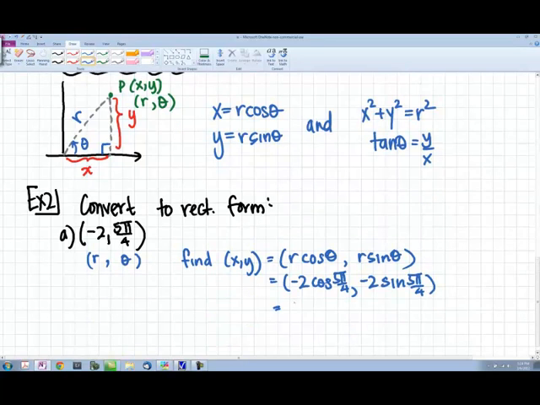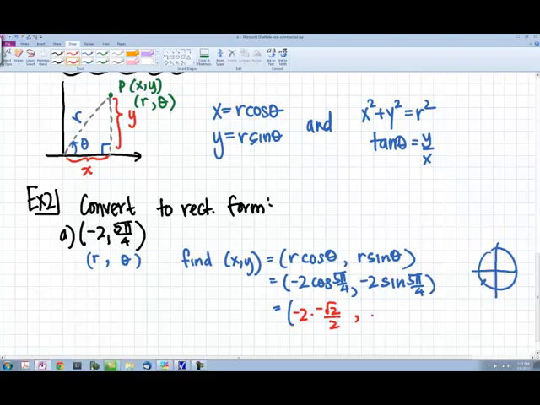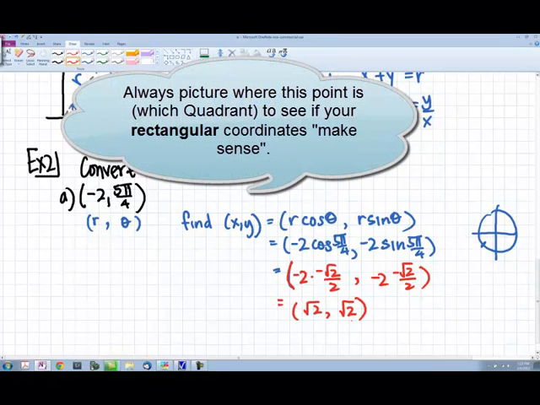So hopefully you remember what cosine 5 pi over 4 is. So think about your unit circle. 5 pi over 4 would be over here in quadrant 3, so that's going to be -2 times negative radical 2 over 2, and then we have sine 5 pi over 4, which is also negative radical 2 over 2. So our answer will be radical 2, radical 2. And see if that makes sense.